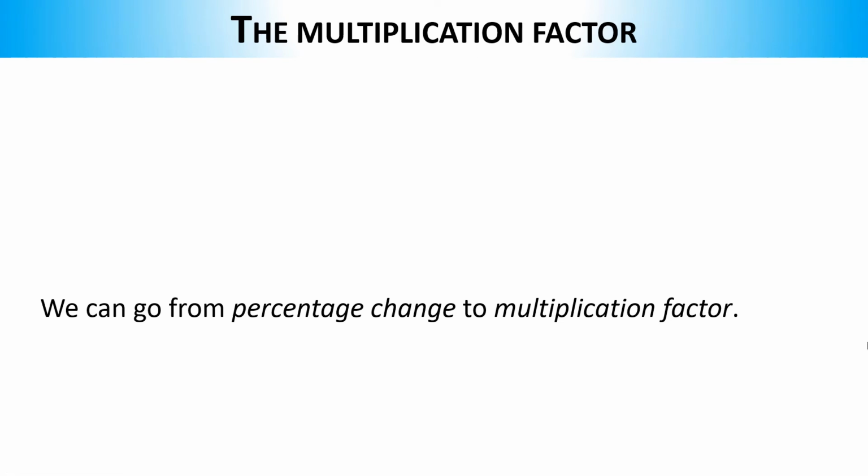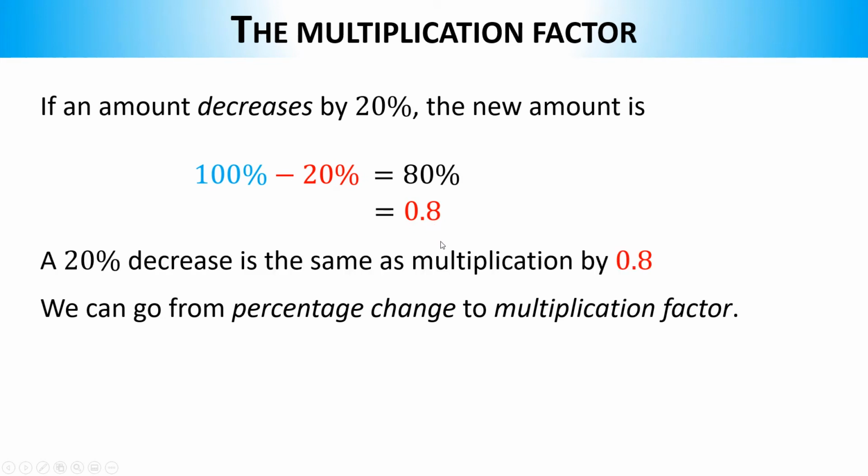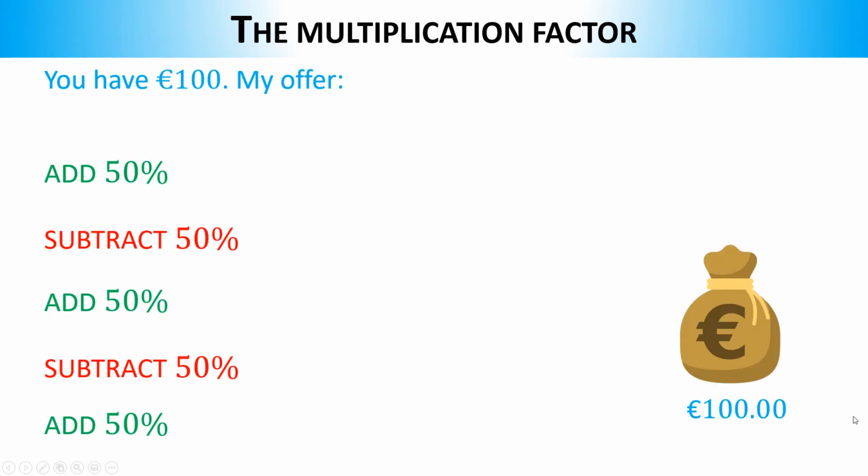And this also works when the percentage change is a decrease. If an amount decreases by 20%, that means the new amount is the old amount minus 20%. So 100% of the old amount minus 20% of the old amount is 80% of the old amount. 80% as a decimal number is 0.8, so our new number is 0.8 times our old number. So a 20% decrease is the same as multiplication by 0.8. Understanding multiplication factors makes our calculations with percentages a lot faster and more efficient to write down.